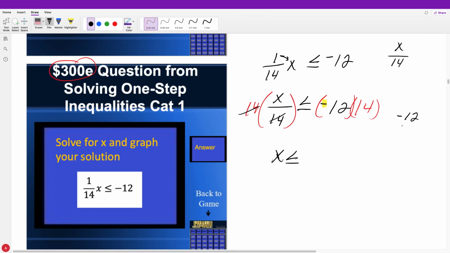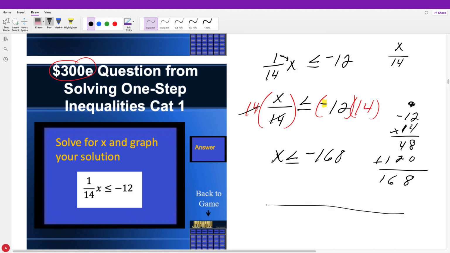And then we can do 12 times 14. So 4 times 2 is 8. I don't know why I carried that. 4 times 1 is 4. We'll put our placeholder because now we're moving to our tens. And 1 times 2 is 2 and 1 times 1 is 1. We now add down to 168. So x is less than or equal to negative 168 because a negative times a positive gives me negative.